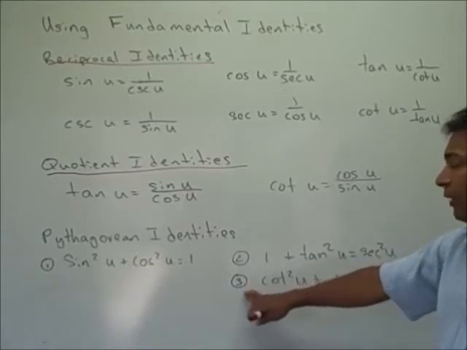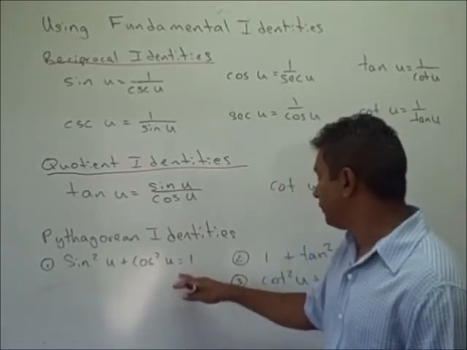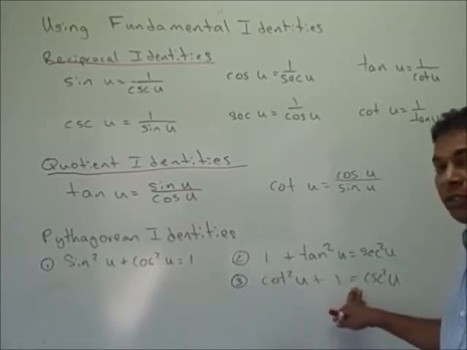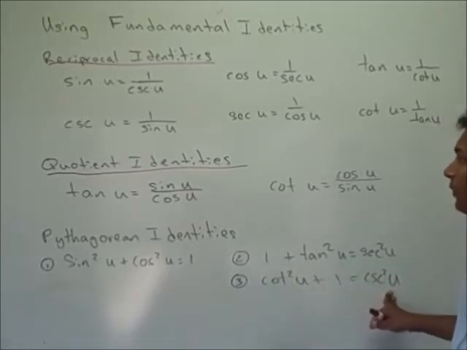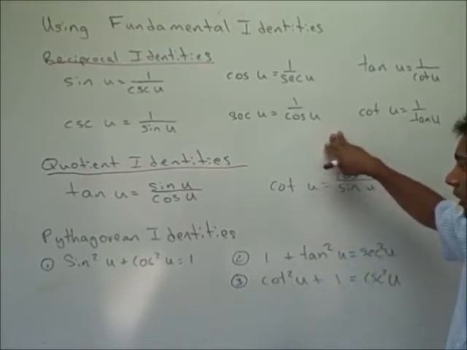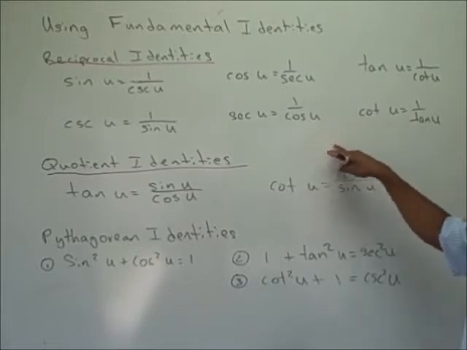To get our third Pythagorean identity, we divide everything by cosine squared u, which gives us tan squared u plus 1 is equal to secant squared u. We'll be looking at a few more identities, but you need to keep all these handy, commit them to memory, or have them on a sheet of paper as we go through the section.